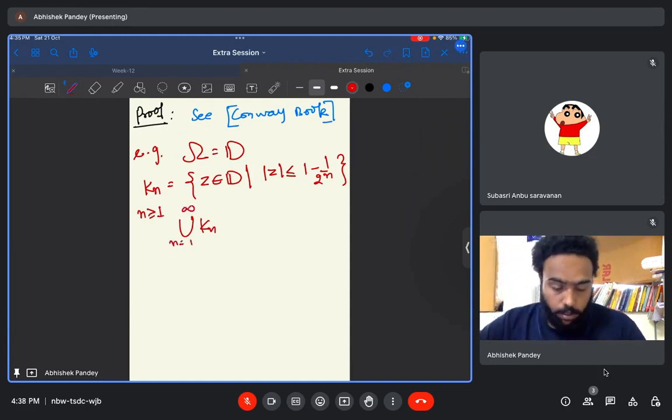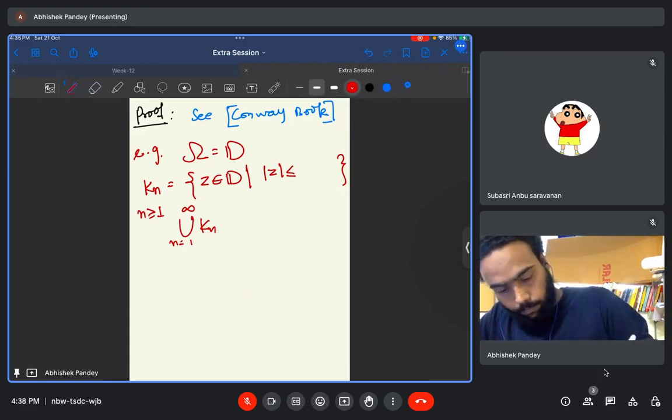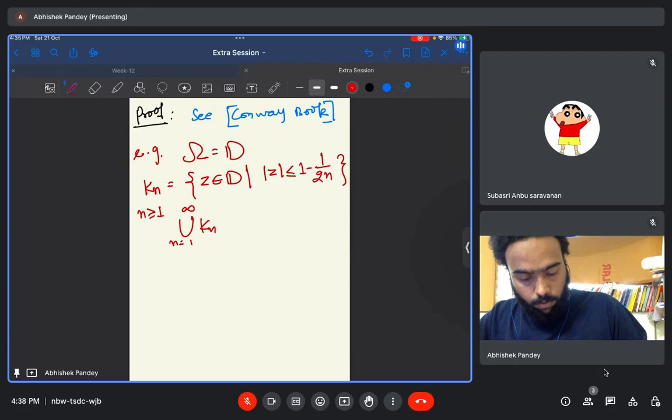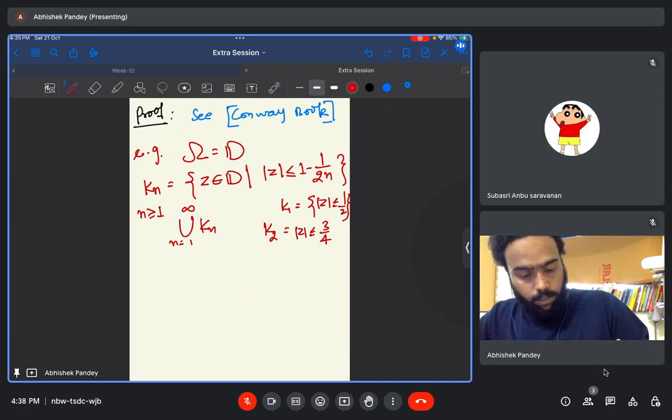at n equals to 1 it is 1 by 2. So K1 is basically mod z is less than or equal to 1 by 2. K2 is basically mod z is less than or equal to 3 by 4. Okay, so this will cover the unit disk.